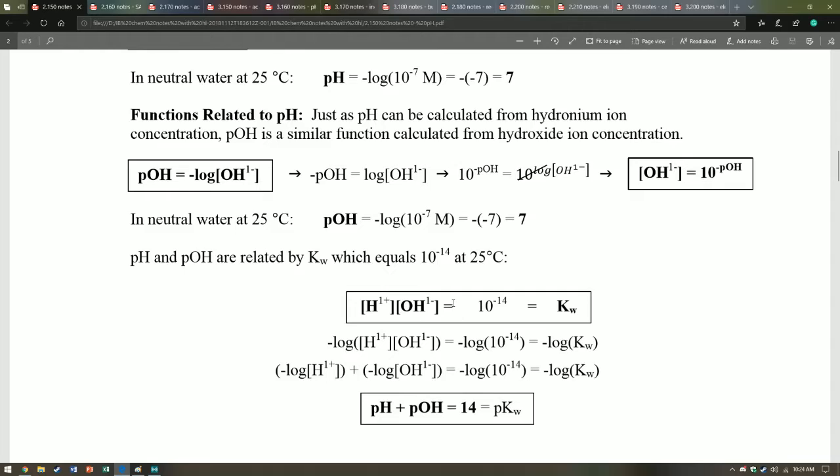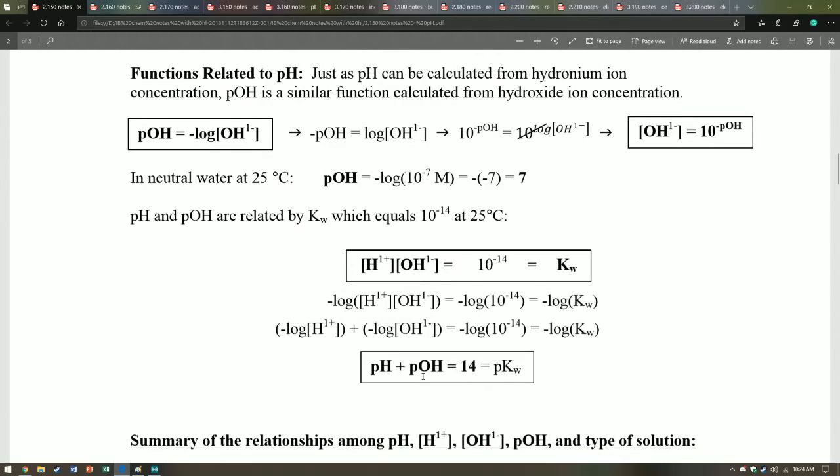Here we can use the laws of logarithms to get a formula for not Kw, but minus log of Kw, which is pKw. So if we take the negative log of both sides, we have this product here, which we can split into this sum because of the laws of logarithms. This is defined as pH, this is defined as pOH, and this is defined as pKw. So pH plus pOH equals 14, which is pKw.